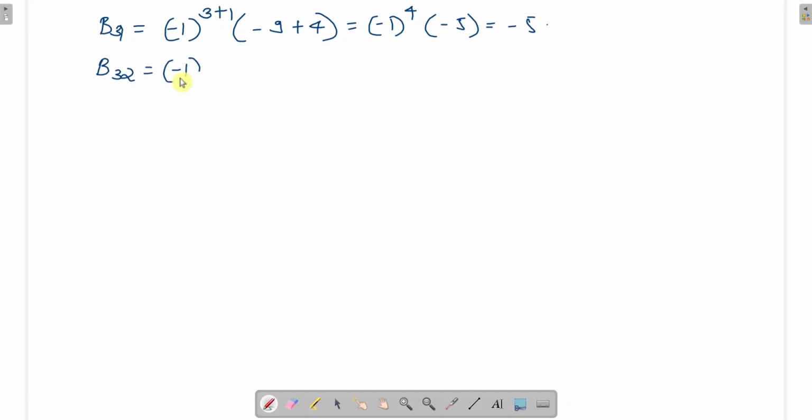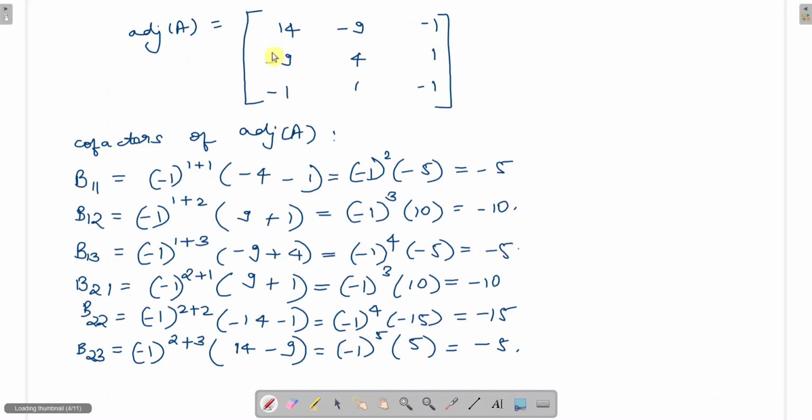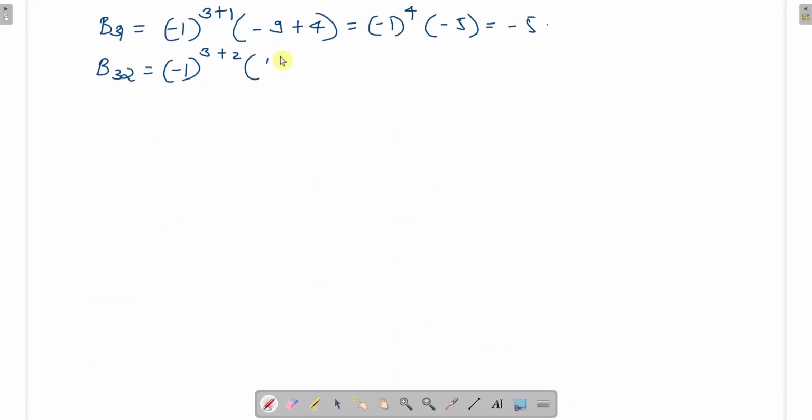So B32, third row, second column we have to delete. 14 minus 9, so minus 1 raised to 5 times 5, which is equal to minus 5.